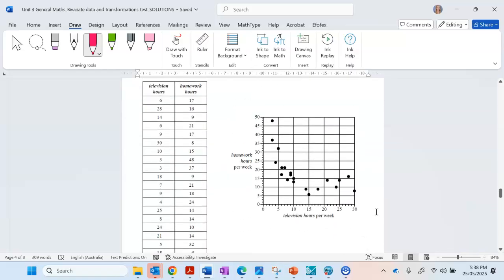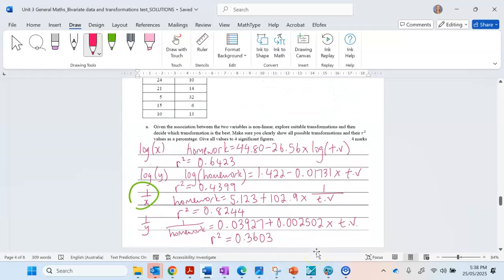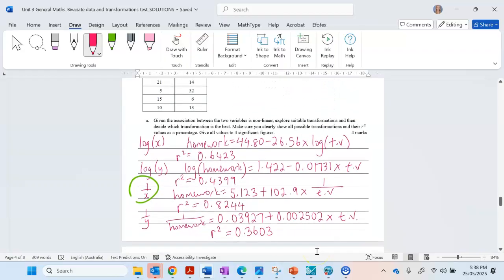So another nonlinear graph, I chose a different looking one, so we had to do different types of transformations. Here I've written equations again, but we're really only focusing on the R squared value. Again, I didn't write them as percentages, so let's just plug that in.